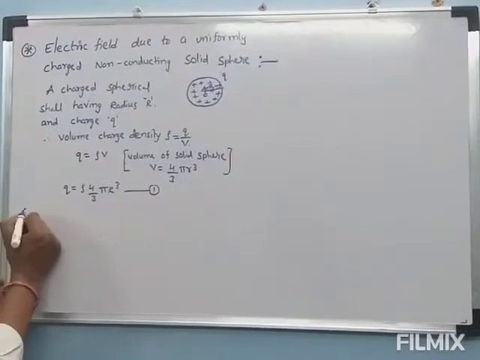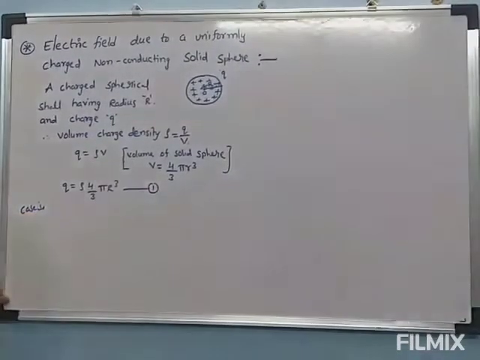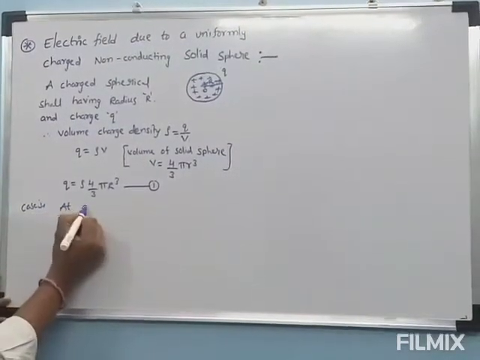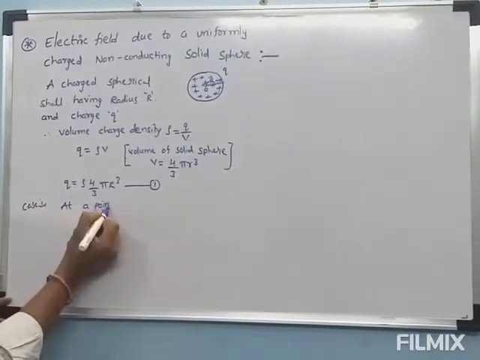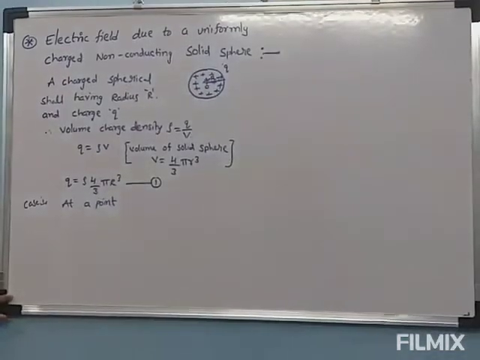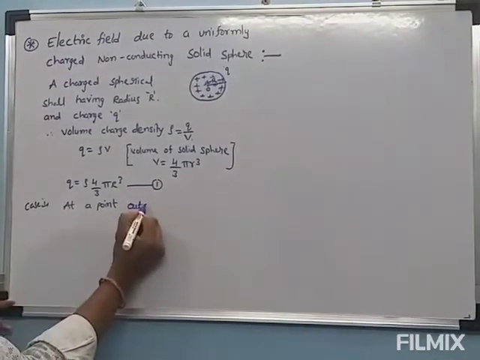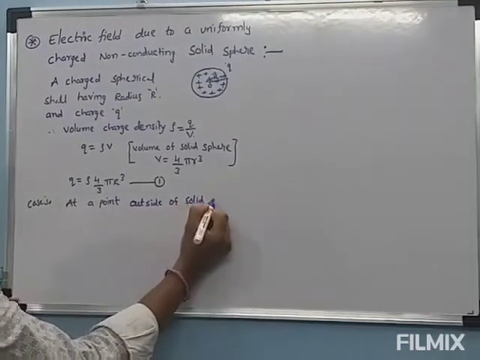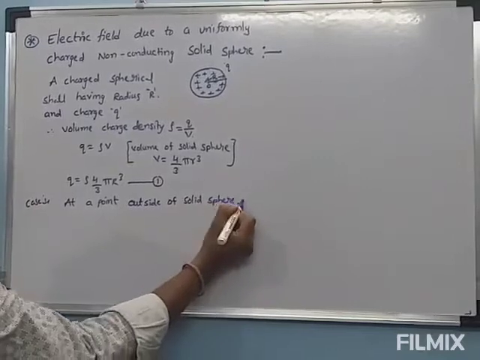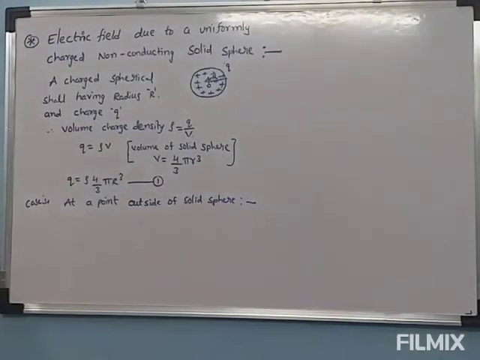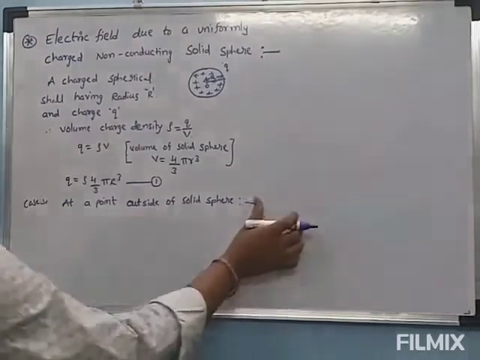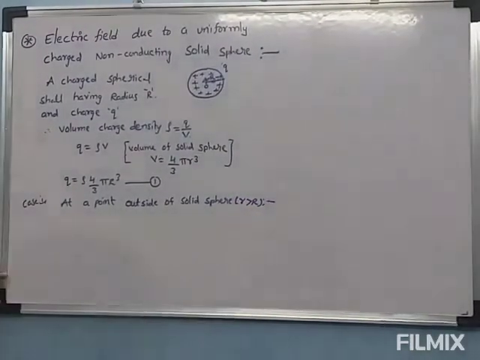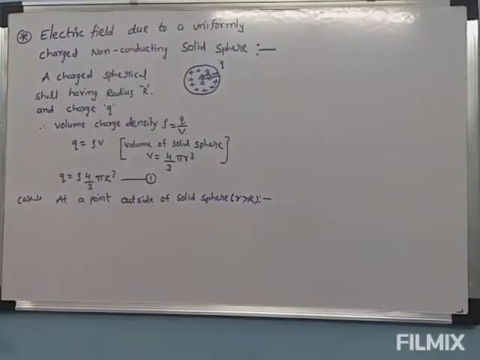Now the first case: we find the electric field at a point outside of the solid sphere. This is the first condition, and we can also say small r is greater than capital R.